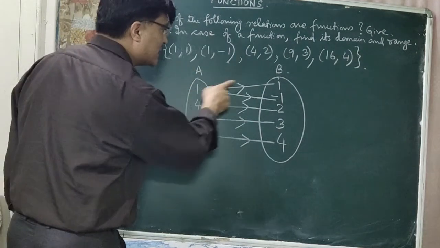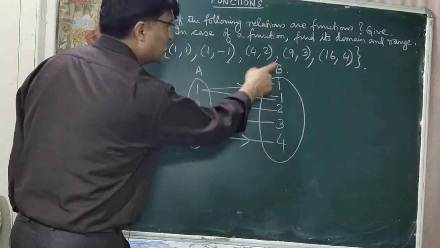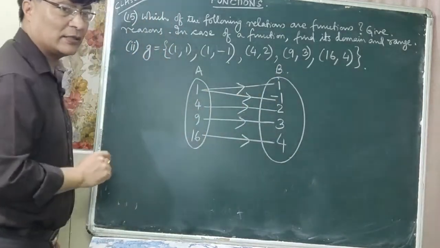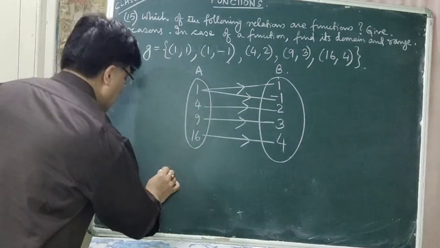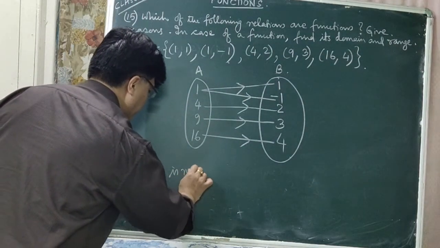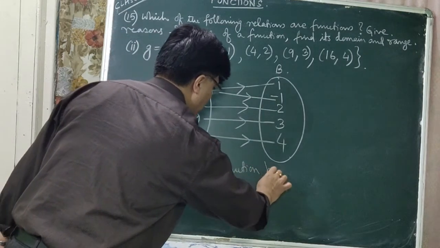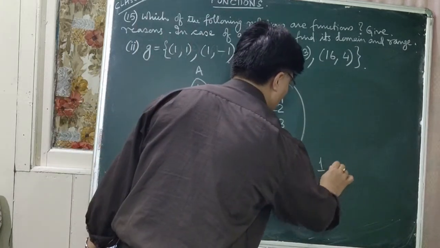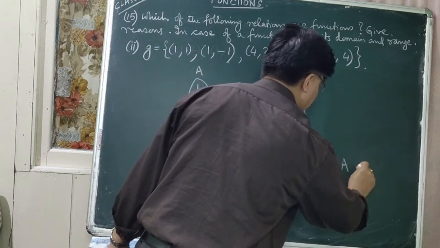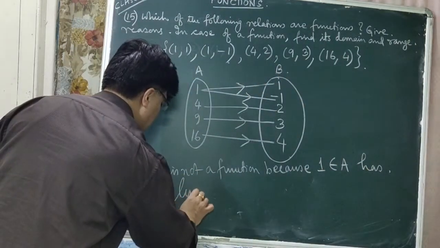This 1 belongs to the set A, and here 1 has two images in set B. It is not unique, so it is not a function. Okay, G is not a function because 1 belonging to A has two images.